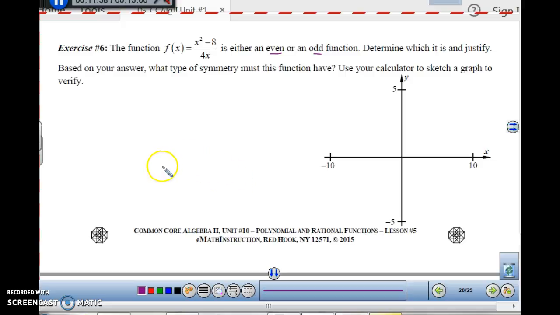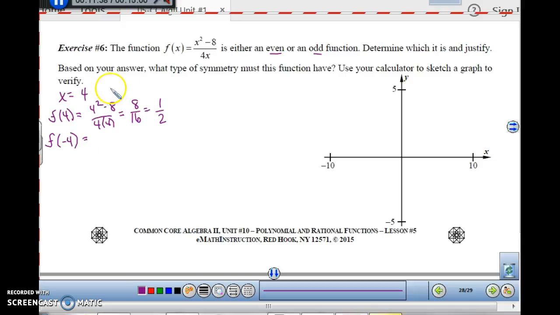All right, we need to pick a value for x. Let's say x is 4. Okay, if x is 4, then f of 4 will give me 4 squared minus 8 over 4 times 4. All right, 4 squared is 16, minus 8 is 8, and 4 times 4 is 16, and 8 over 16 is 1/2. All right, now what if I did f of negative 4?